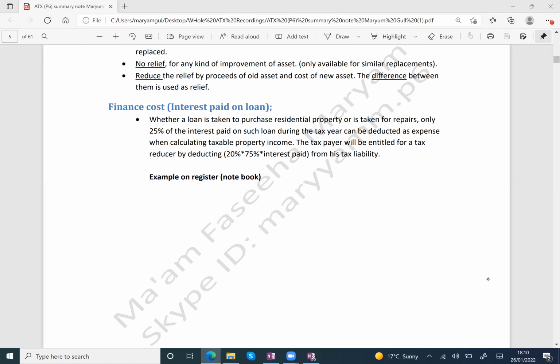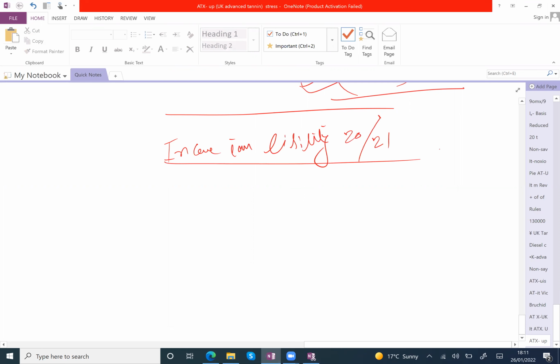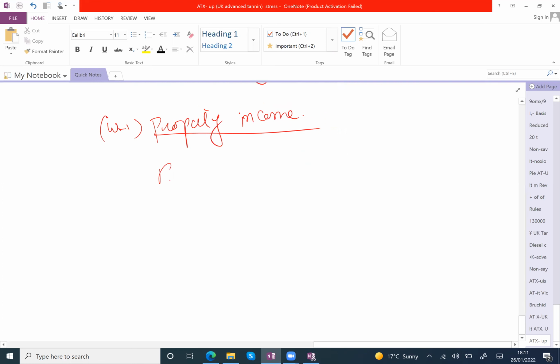Okay. So you have to calculate the income tax liability for the tax year 2021. But firstly, we have to start with working one, the property income calculation. How to calculate the property income? Rental income minus all allowed expenses. So rental income is 1,000 multiplied by 12.